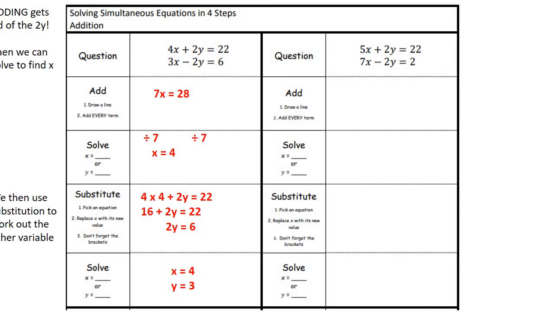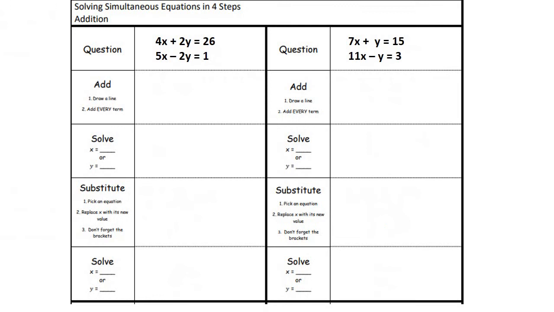So this second one here, again, I've got a plus 2y and a minus 2y. It's not always 2, it could be any number, but as long as the coefficient is the same, but the signs are different, we add. So I've got 5x plus 7x, which is 12x. We've got 24 on the right hand side. Divide by 12 on both sides gives us x equals 2. And then substitute the x into either equation to calculate y. 10 plus 2y equals 22. 2y is 12, so y is equal to 6.